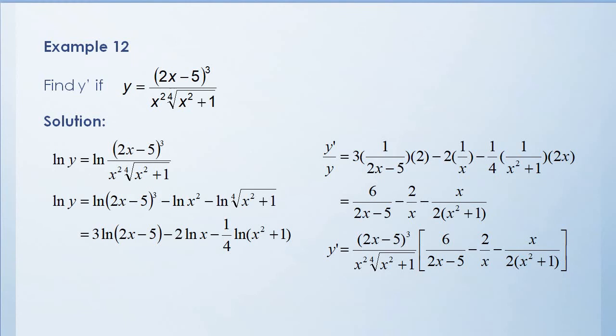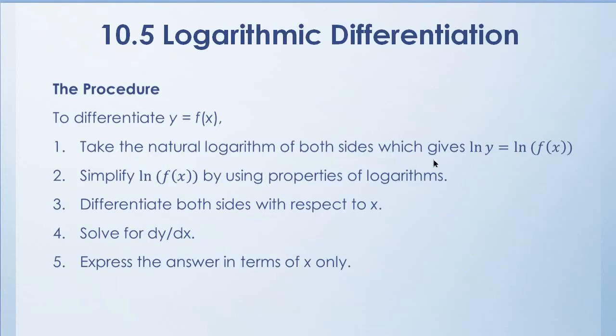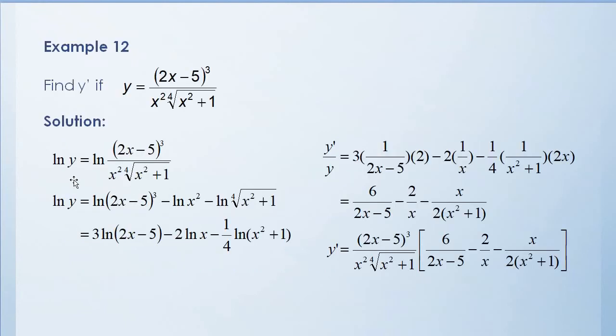Example 12. Find y prime if y equal to (2x minus 5) power 3 divided by x squared multiplied by the square root of x squared plus 1. So what we have to do is we follow the 5 steps here. First, take the ln for both sides, or natural log for both sides. So ln y and ln the whole thing.